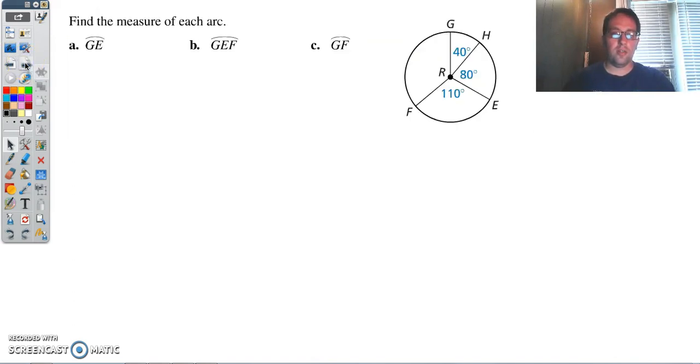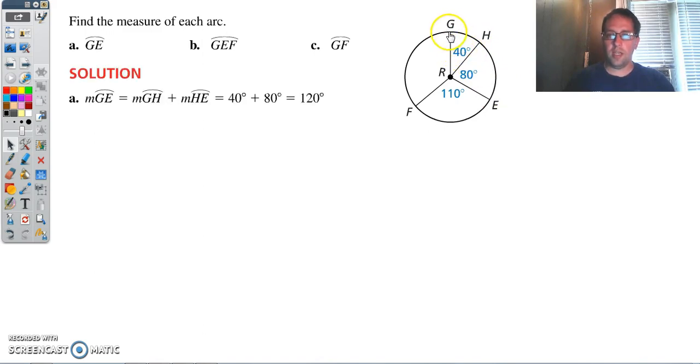So let's take a look at this. We need the measure of each arc. So arc GE, so G to E. Well, GE is going to GH and then HE, so we can just take 40 plus 80. So the measure of arc GE is 120 degrees.